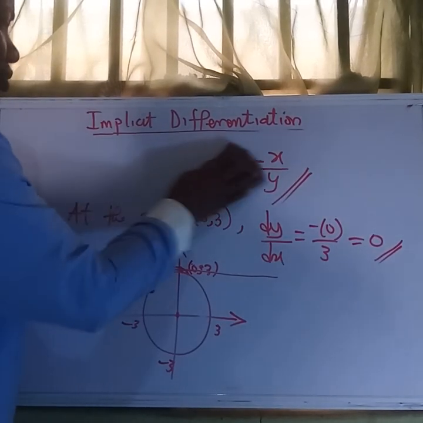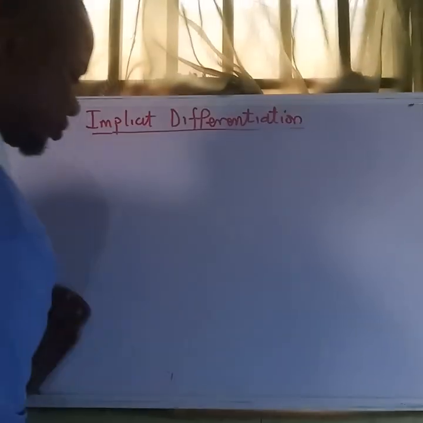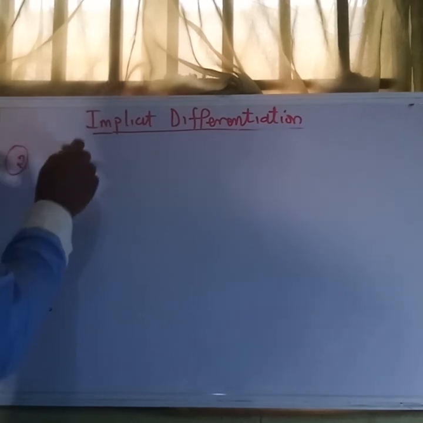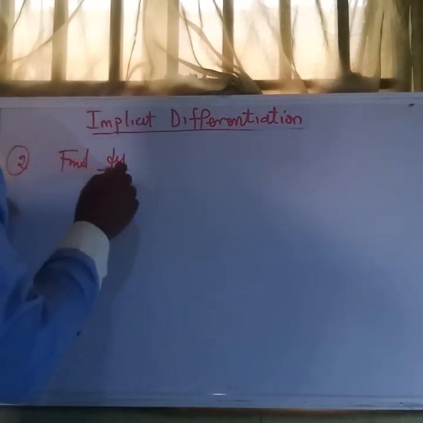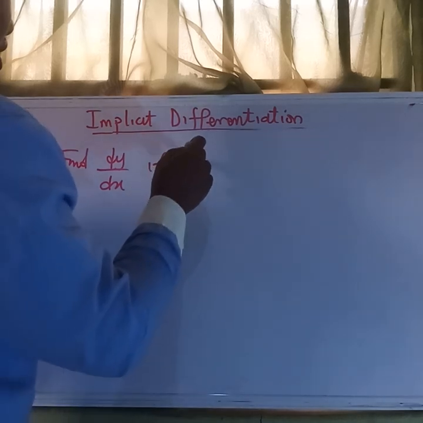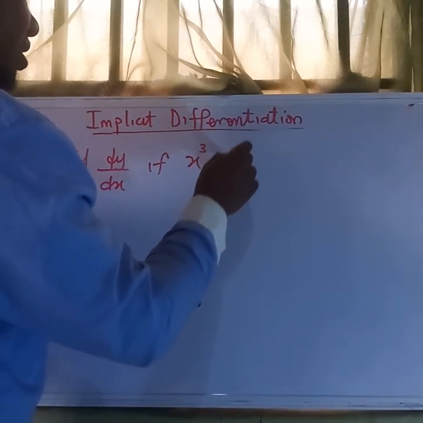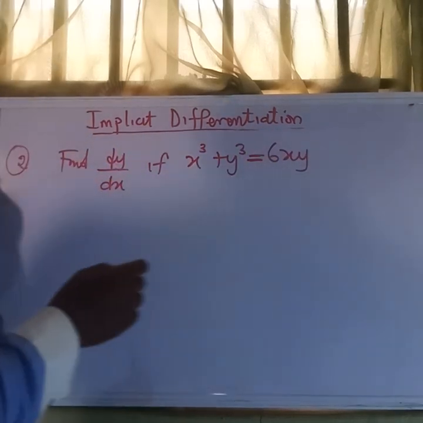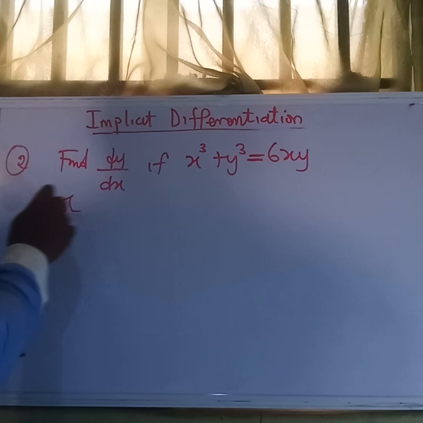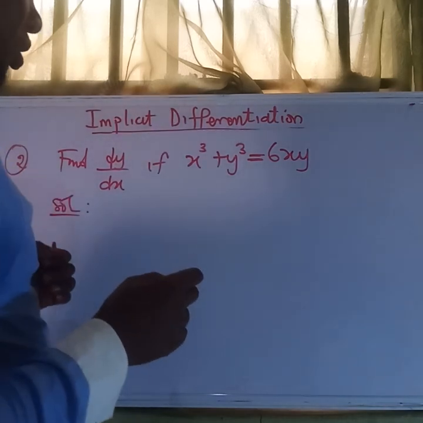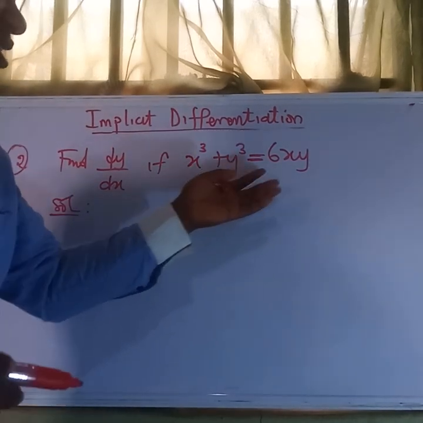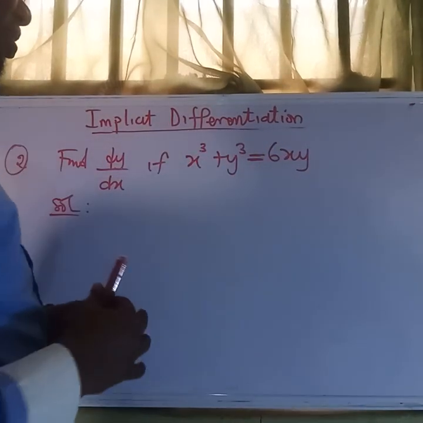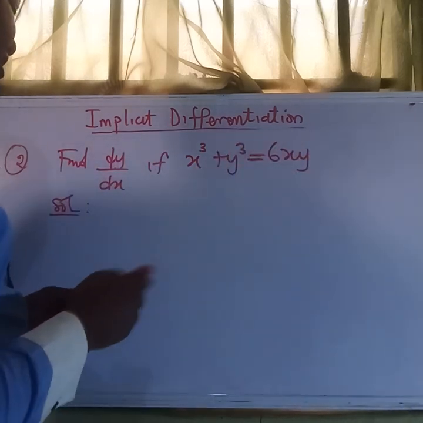So let us see another example. Example 2: we want to find dy/dx if x cubed plus y cubed is equal to 6xy. Solution. Since we know this will be implicit, because when we bring this term here, everything will be equal to 0, we can similarly differentiate it as it is.